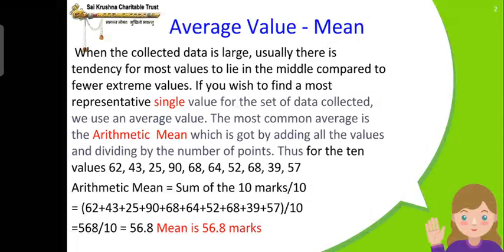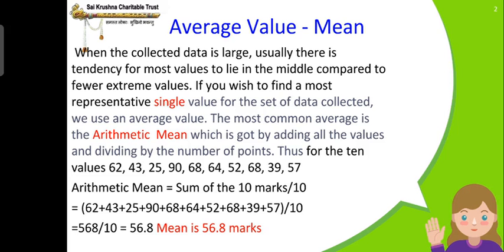We won't say that the 7th standard classroom has students who are not at all studying or who are extremely brilliant. We say that the class is average, which means they are good. Yes or no? Here, if you wish to find the most representative single value for the set of data collected, we use an average value. We can't say everybody's marks, so we will take an average of it.